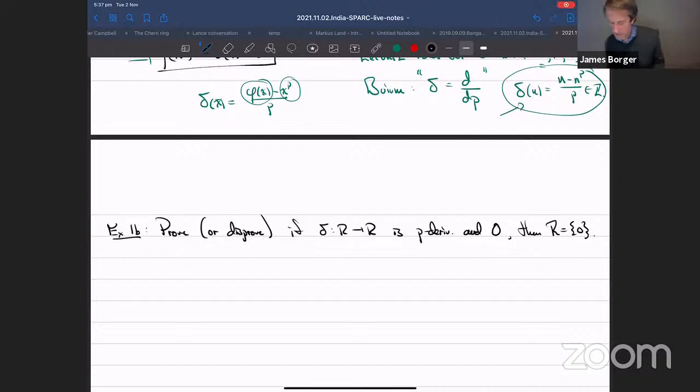The analog for normal derivations is certainly not true. On any ring, the zero map is a derivation, but not for p-derivations. So I'd have to think about this, but I would be surprised if this were not true.